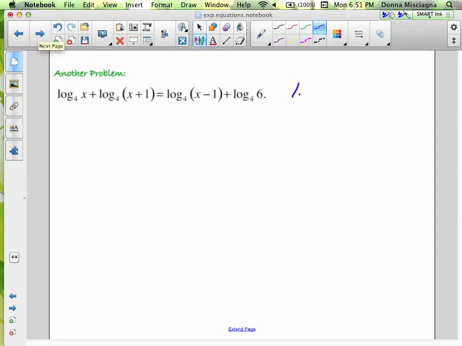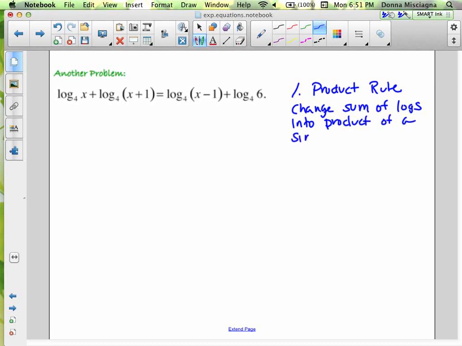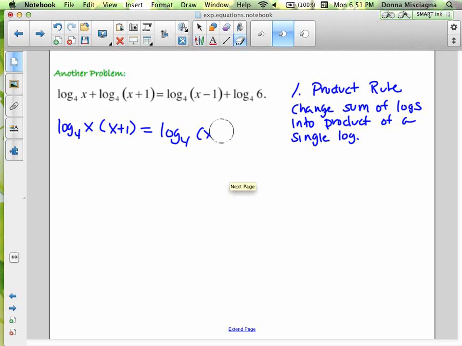I see we have sums, so our first step is we need to use the product rule. Right? And we need to change a sum of logs into a product of a single log. Right, so that makes this log base 4 of x times x plus 1 equals log base 4 of x minus 1 times 6. Oh, that just looks sick, doesn't it?